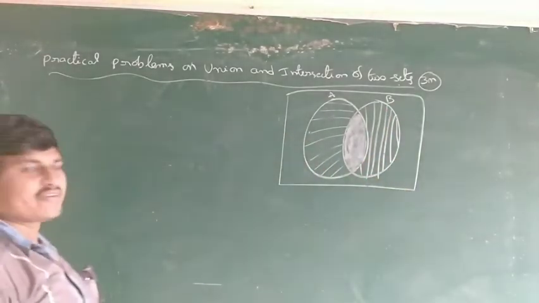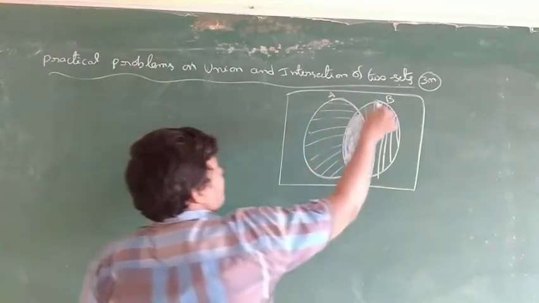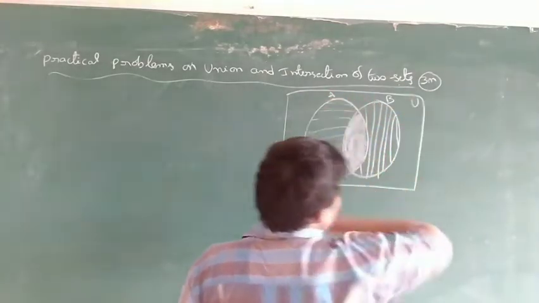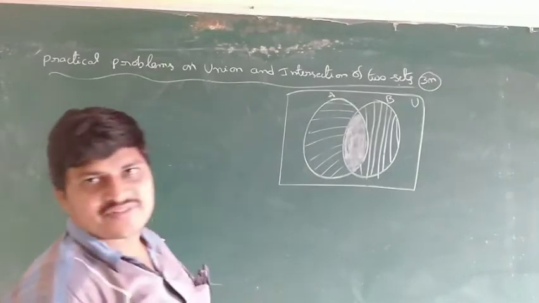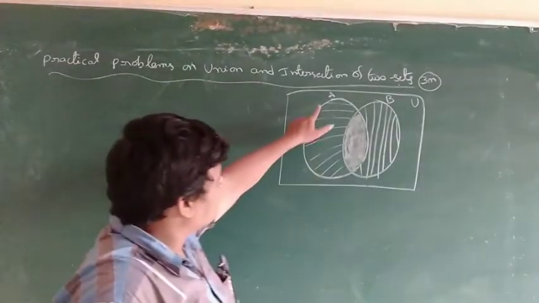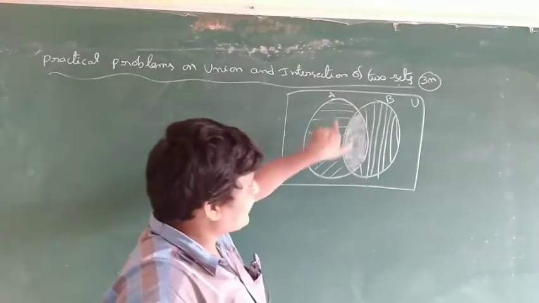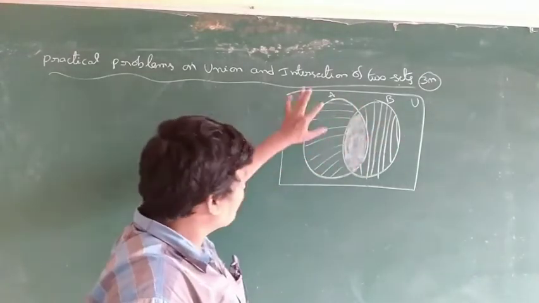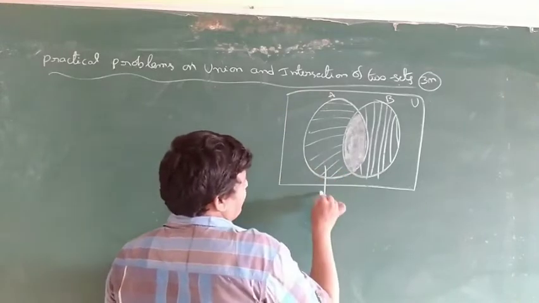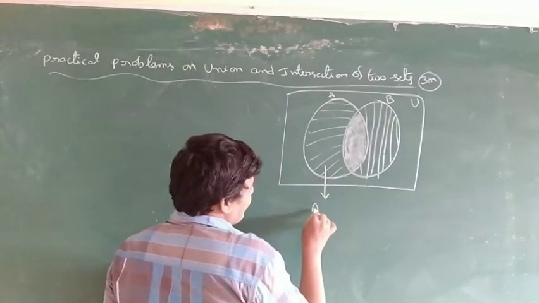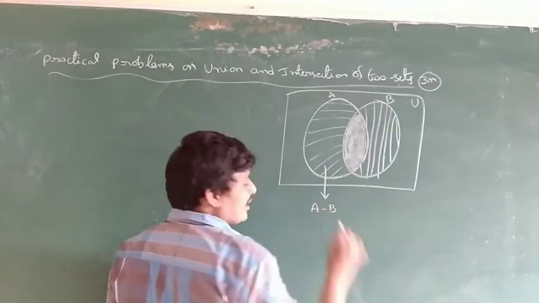There are three different areas. This is the universal set, the rectangle, the total universal set. The first circle is A, the second circle is B. Only this area is A minus B.